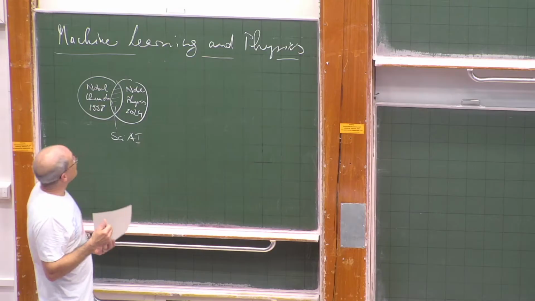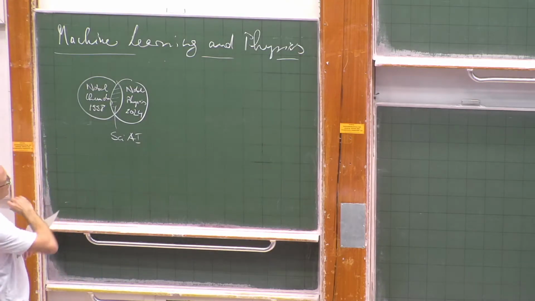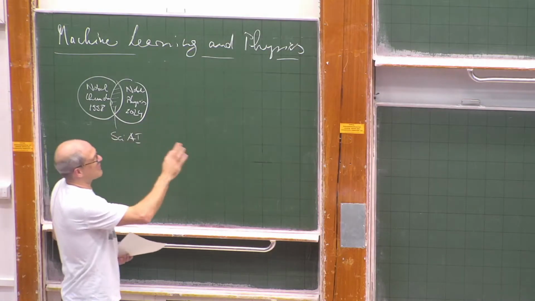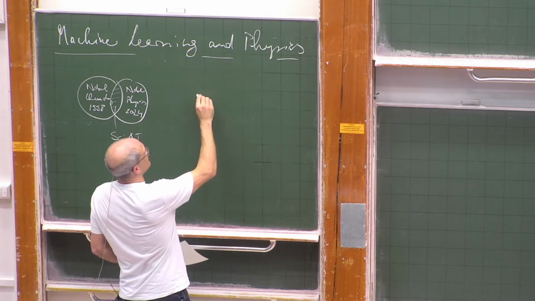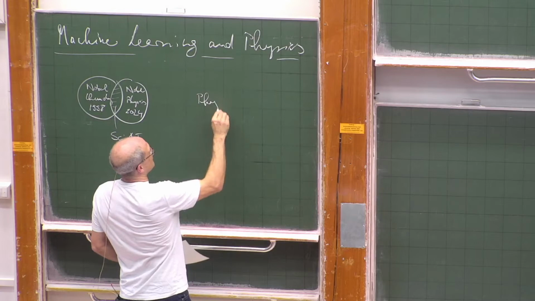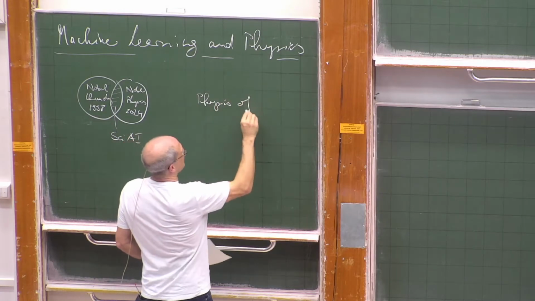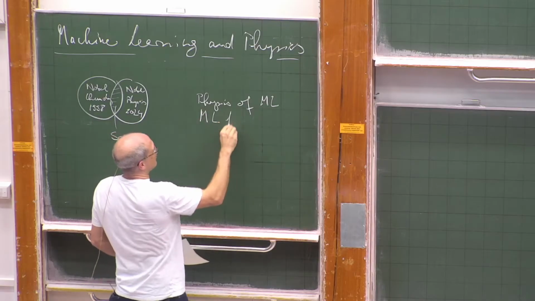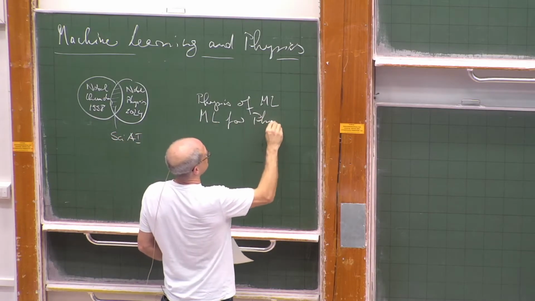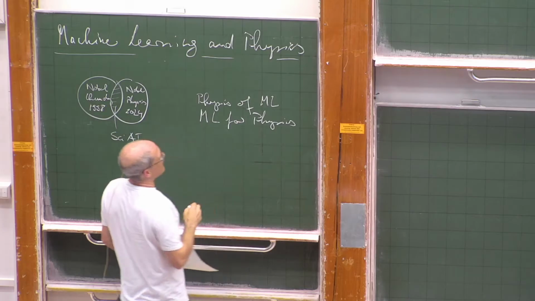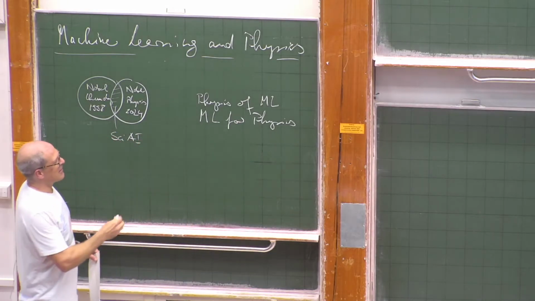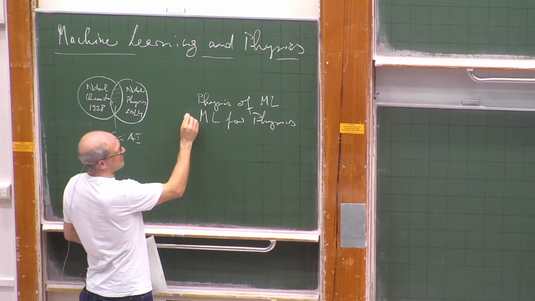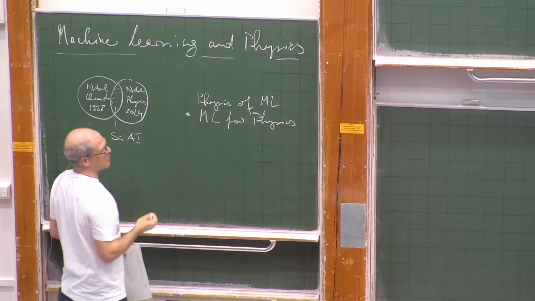So this lecture, what are the learning goals? This machine learning in physics, it's a bit of a dual thing. There is, on the one hand, the physics of ML, and there is, on the other hand, the ML for physics. I'll try and do both, but to be honest, I think the emphasis will be on the second point here.